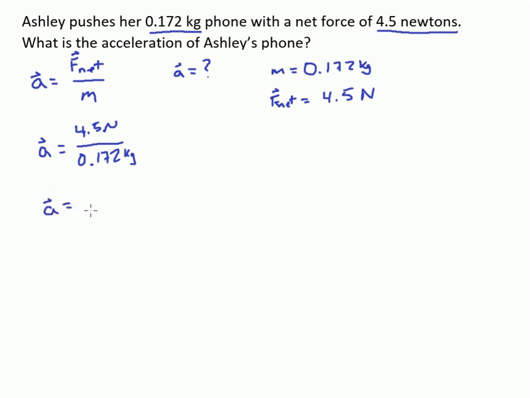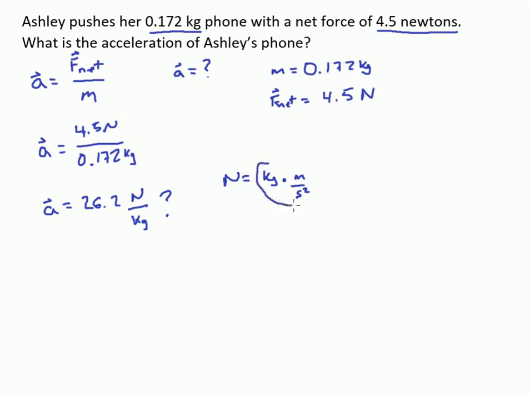So when we work that out, we get 26.2 newtons per kilogram. But what's a newton per kilogram? We've talked about accelerations in terms of meters per second squared, but never looked at a newton per kilogram. So one of the things we have to remember is that a newton itself equals a kilogram times a meter per second squared. Remember, it's just the force required to accelerate a 1 kilogram object 1 meter per second squared.